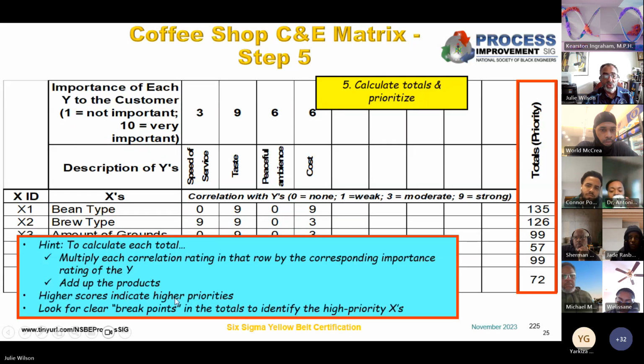And what you do is you multiply each correlation rating by the corresponding importance ratings of the Y. You add up the products. So in other words, you multiply 0 times 3, then 9 times 9, 0 times 6, and 9 times 6. And you add those 4 numbers together, and it gives you 135. Then you multiply the 9 times the 3, the 9 times the 9, the 0 times the 6, and the 3 times the 6, and you add those 4 numbers together and you get 126. And you just go on throughout the matrix doing that calculation.